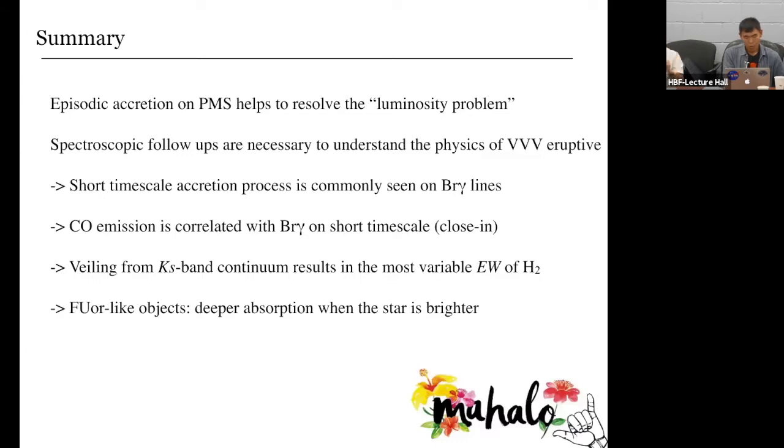And also, the veiling effect from the K-band continuum can cause a very large variation in the equivalent width of the molecular hydrogen, but that doesn't necessarily mean the line itself is changing. Maybe the variation is just caused by the veiling effect. And at the last, the FU Ori-like object, V322, has a deeper absorption feature when the star is brighter, and stronger emission lines when the star is fainter. So thanks a lot.